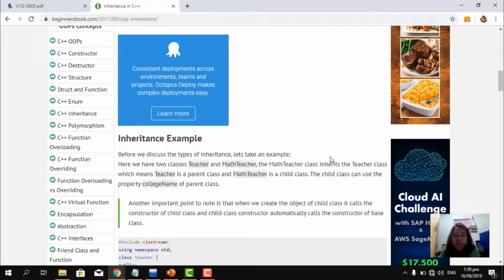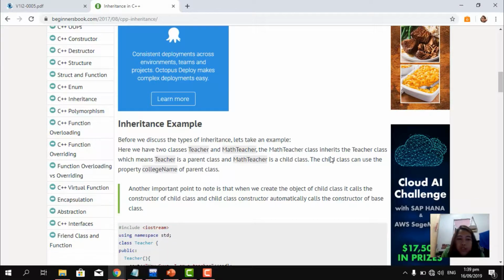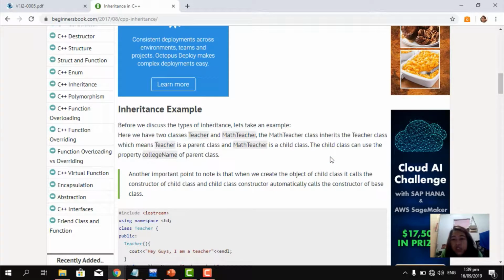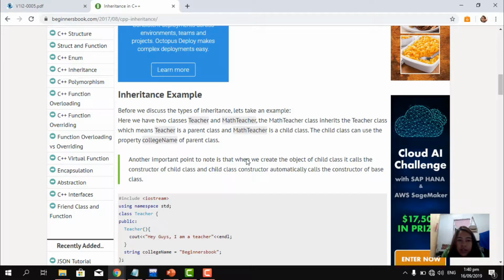Inheritance example. Before we discuss the types of inheritance, let's take an example. We have two classes, teacher and math teacher. The math teacher inherits the teacher class, which means teacher is the parent class and math teacher is the child class. The child class can use the property college name of the parent class. Another important point to note is that when we create an object of the child class, it calls the constructor of the child class, and the child class constructor automatically calls the constructor of the base class.